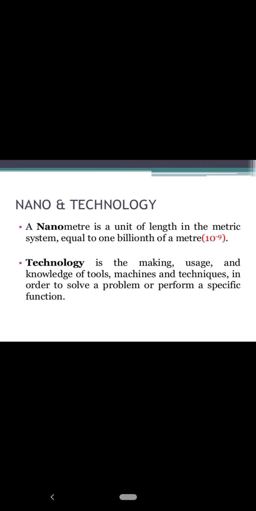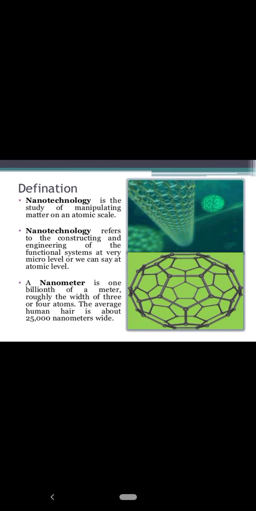Technology is the making, use and knowledge of tools, machines and techniques in order to solve a problem or perform a specific function. So let's see the definition of nanotechnology. Nanotechnology is the study of manipulating matter on an atomic scale. It refers to constructing and engineering functional systems at the very micro level, or we can say at the atomic level. A nanometer is 1 billionth of a meter, roughly the width of 3 or 4 atoms.